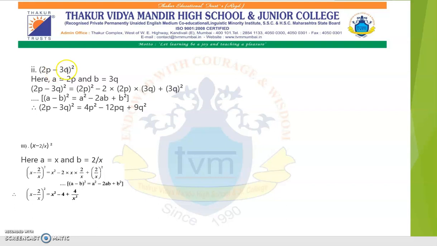Now, second question, (2p minus 3q) whole square. Here the value of a is 2p and the value of b is 3q. Here we have to use the expansion formula (a minus b) whole square, a square minus 2ab plus b square. When we compare this binomial with the question given in the slide, (2p minus 3q) whole square, we find that a is equal to 2p and b is 3q.